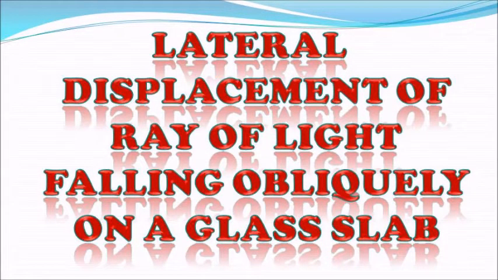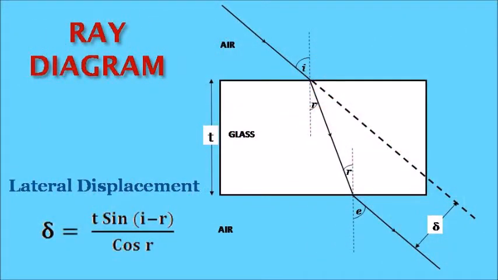The aim is to study the lateral displacement of a ray of light falling obliquely on a glass slab. This ray diagram shows the path of light through a glass slab. As the light ray is going from air to glass, it bends towards the normal. And when it is going from glass to air, it is bending away from the normal.